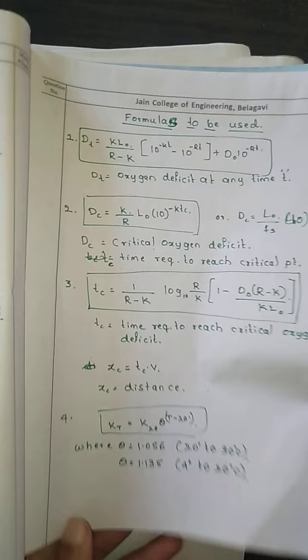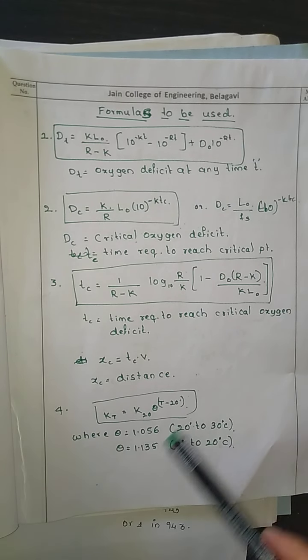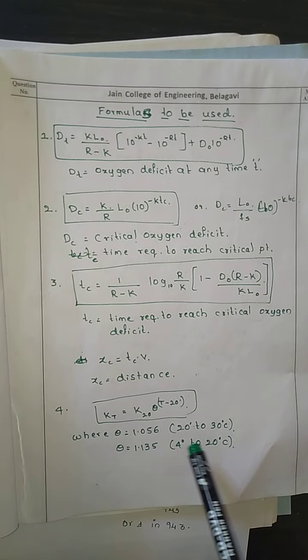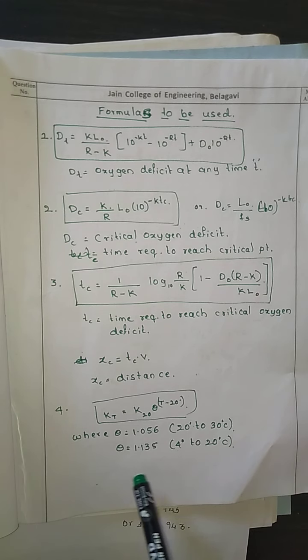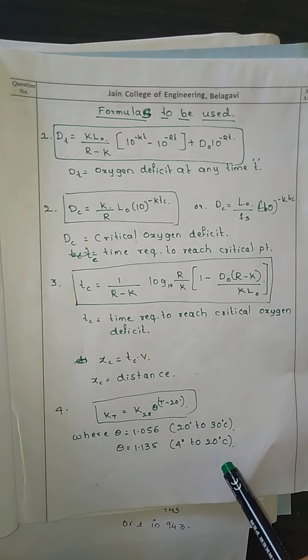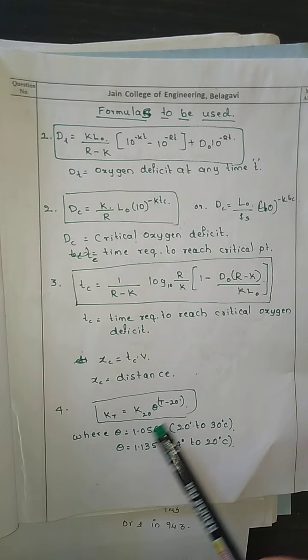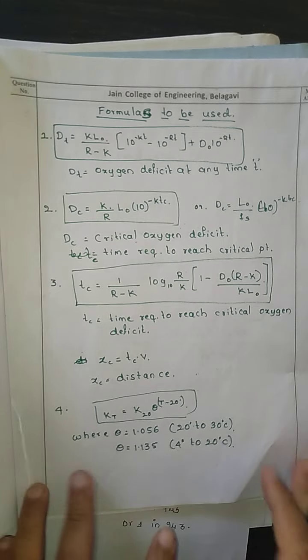Then we can find out the constant at any temperature, because as the temperature varies, the deoxygenation constant also varies. It is given by theta equals 1.056 if the temperature is between 20 to 30, and theta equals 1.135 if the temperature is between 4 to 20. Then we can determine the deoxygenation constant at any temperature t as K t equals K20 into theta to the power t minus 20.